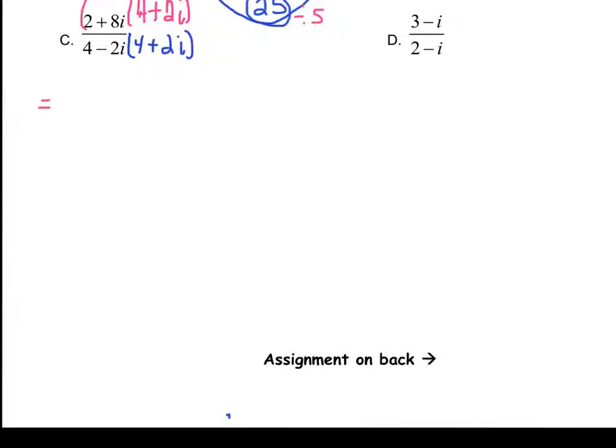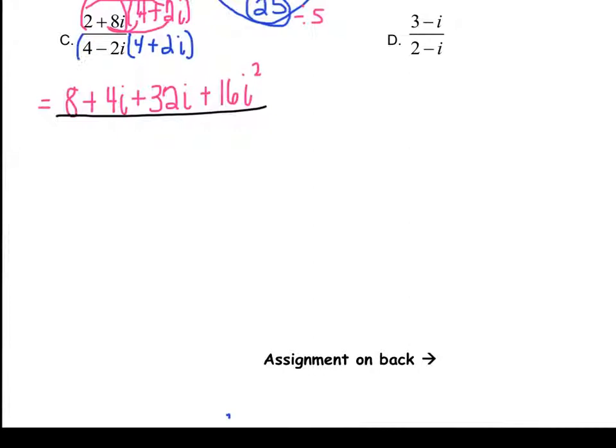We need to FOIL those together. So 2 times 4 is 8. 2 times 2I is plus 4I. 8I times 4 is plus 32I. And 8I times 2I is plus 16I squared. That's the top. Now I'll write the bottom in blue.